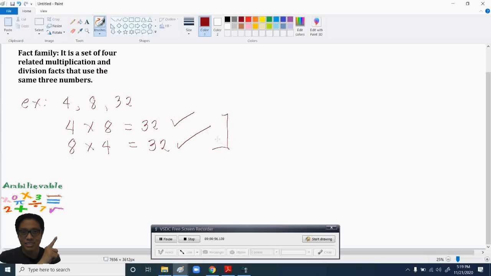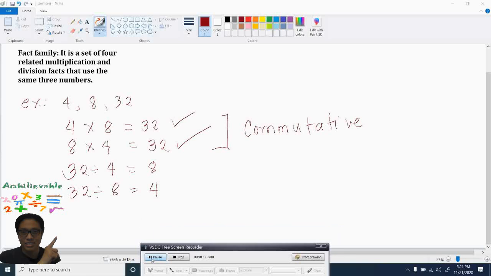These 2 facts are related to the commutative property of multiplication, wherein the order of the numbers will not affect the product. You have to remember that your factors, which are the multiplicand and the multiplier, even if they will be changed in their position, the product, which is 32, will not be changed.